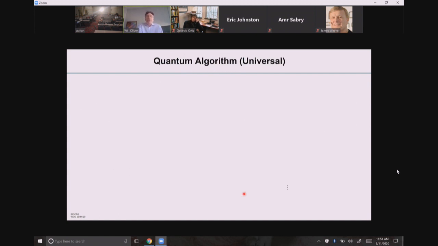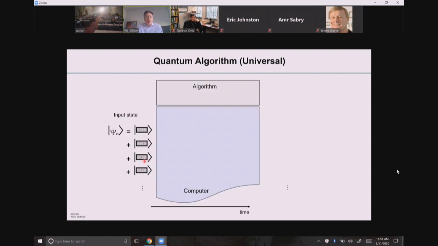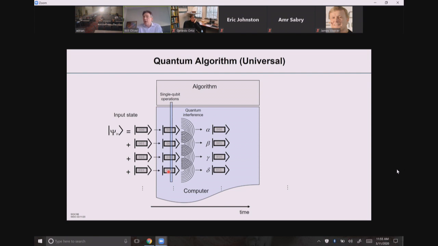And what an algorithm would look like is the following. You start with a state of your computer, which is basically a complete superposition state, equal superposition state. All weightings in front here are equal. We feed that into the computer, and then, according to some prescription, there's going to be combinations of single qubit gates like this, where it's 1 pulse that flips the entire register, followed by quantum interference, which we just saw, and that changes the values of the coefficients in front.